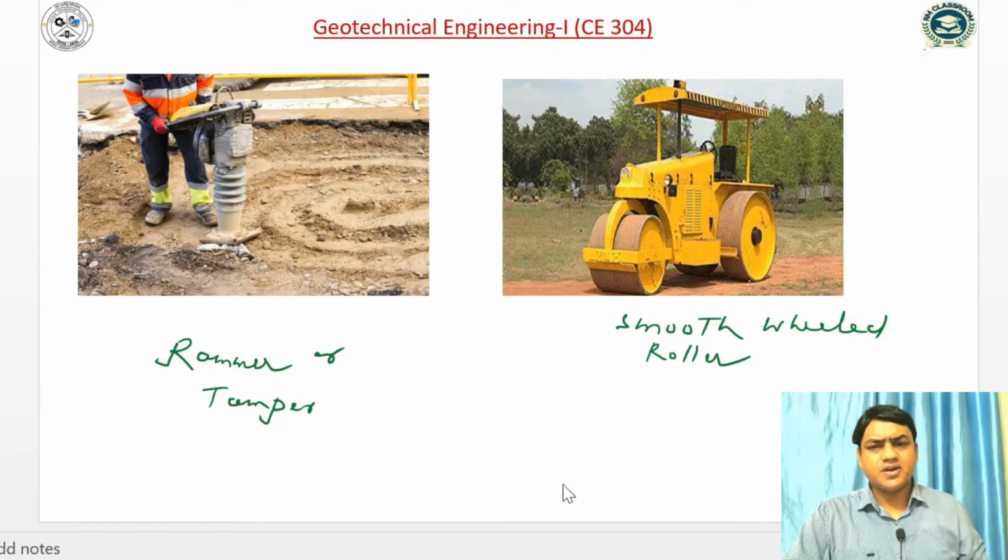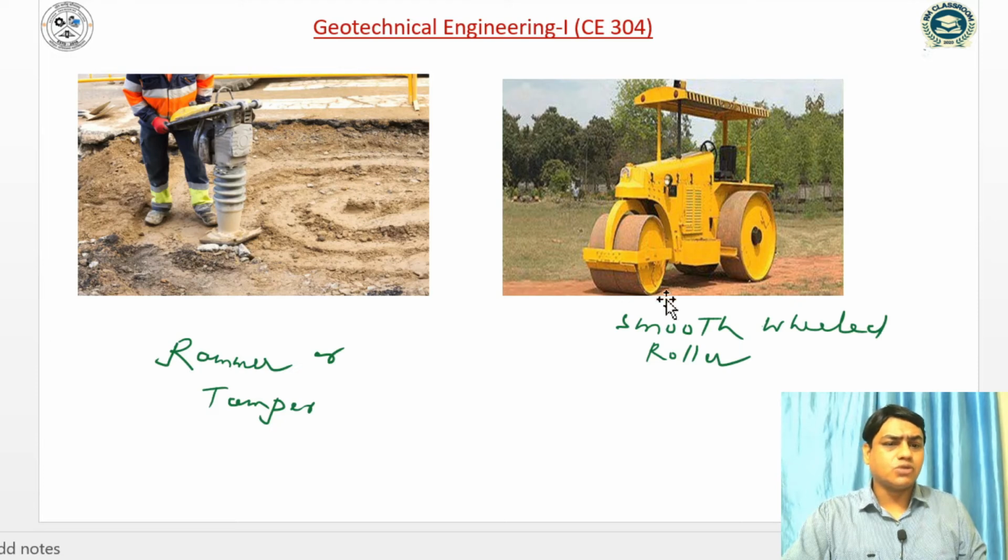So among the various equipment, we can see the rammer or tamper. This type of equipment is used in confined areas, like behind retaining walls and retaining structures. Here we can see a hammer of weight 2 to 3 ton, which falls from a height of 2 meters, and it compacts the soil in the confined area due to the compactive energy.